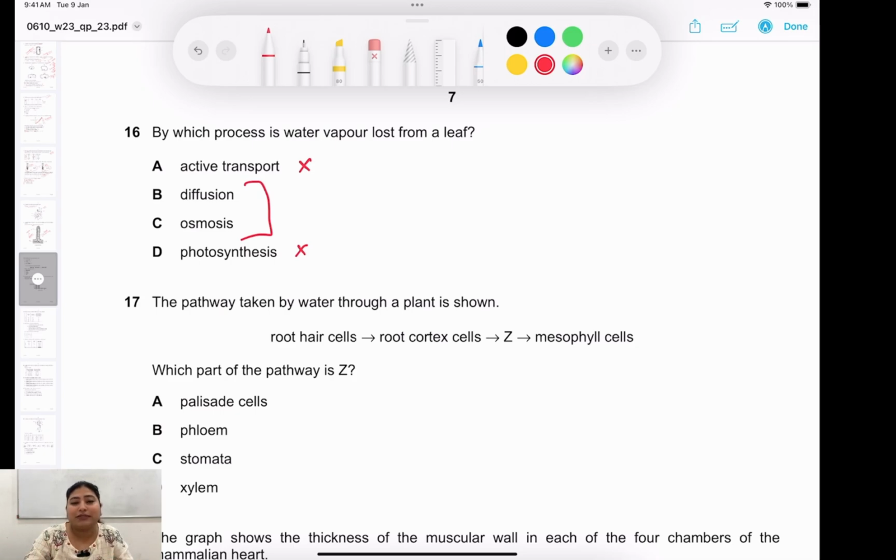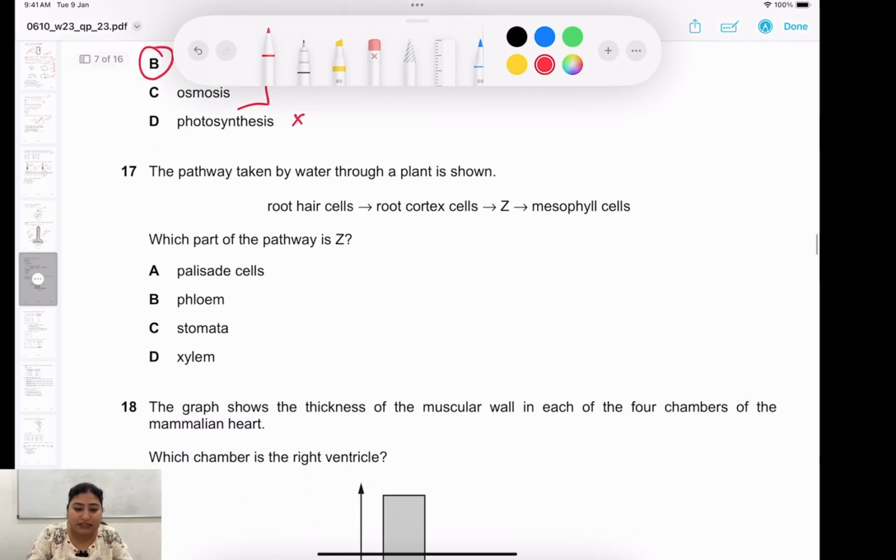Here water is moving, but first of all it is moving in the form of water vapor, and second, there is no partially permeable membrane involved here. It's not moving cell to cell, it is moving out of the leaf in the form of water vapor. So this is transpiration, and the answer is diffusion, not osmosis. Don't get confused in this.